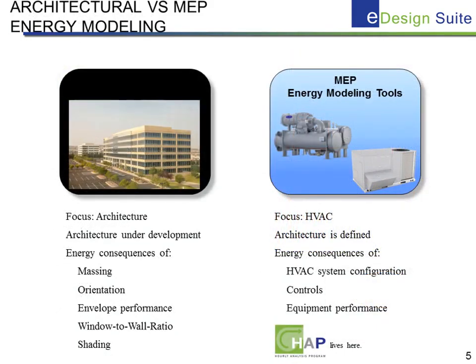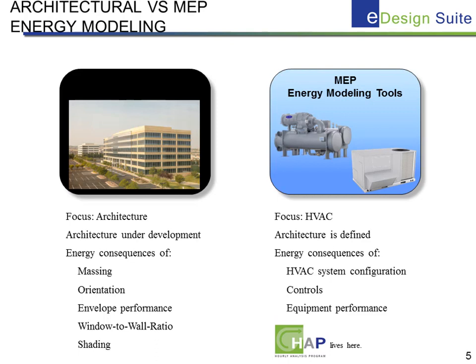Because there are several modeling tools on the market, it is helpful to differentiate between the 2 major categories when considering software. On the left are the architectural energy modeling tools. Project architecture is still being developed when this type of software is used. These programs examine the energy consequences of architectural decisions, such as massing, orientation, building envelope performance, window-to-wall ratio, and shading.